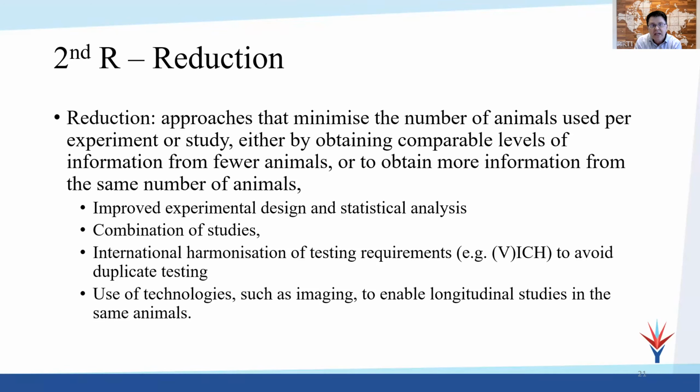International harmonization of the testing requirements, such as ICH, to avoid duplicate testing. This requires sometimes negotiating with both the FDA and the EMA. It's doable. It sounds difficult, but it can be done, and you can get both sides to generally agree, especially when you say we're trying to harmonize. And imaging and other technology to enable longitudinal studies in the same animals.